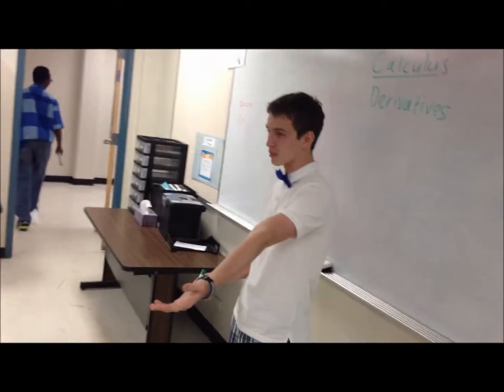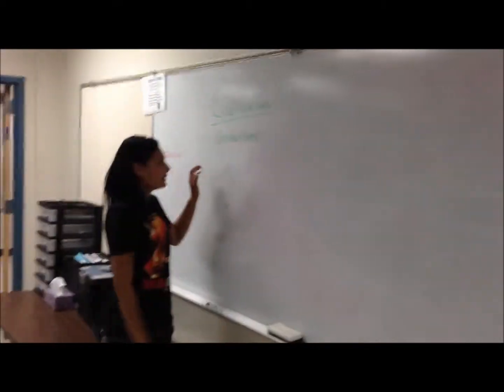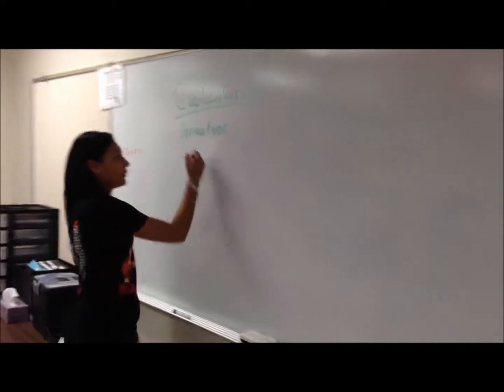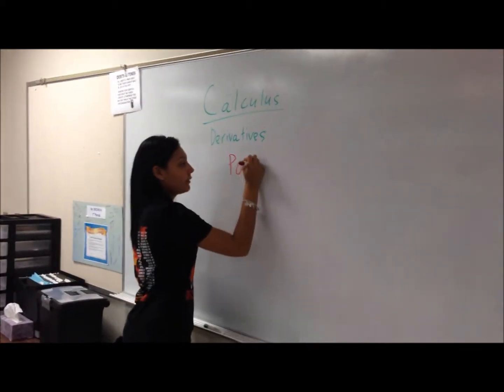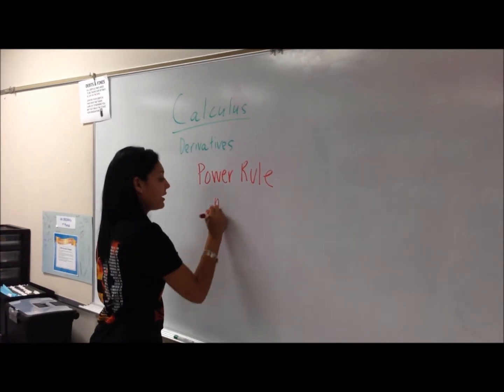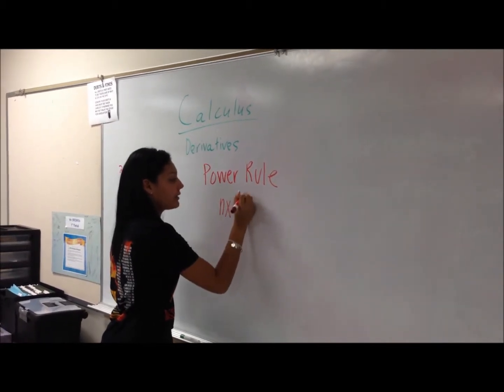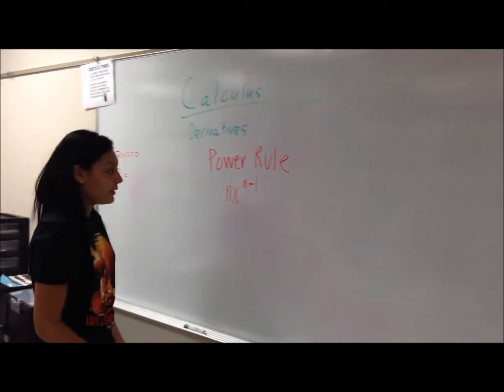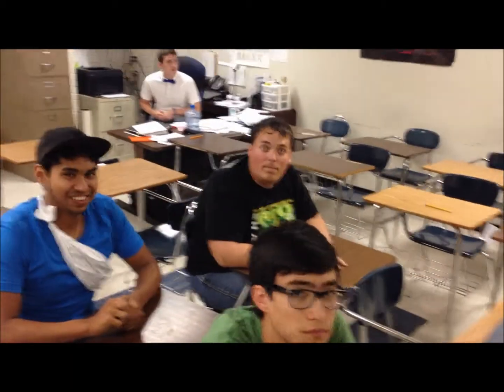Well, Liam, how about we have Miranda explain some simpler ways to find the derivative? A simpler way to find a derivative is through the power rule. So the equation is n x to the n minus 1. So let's start off with an equation.